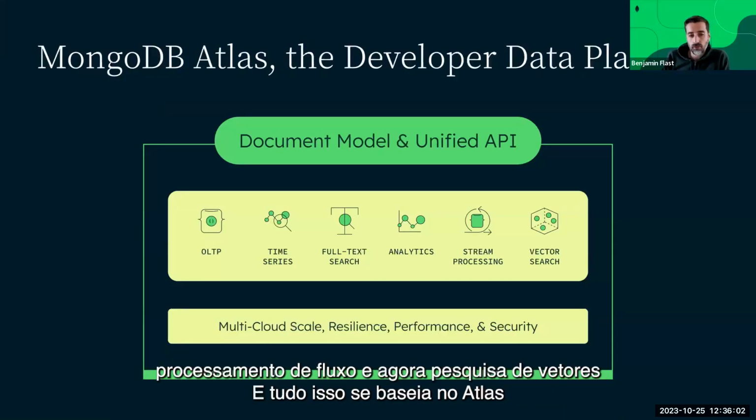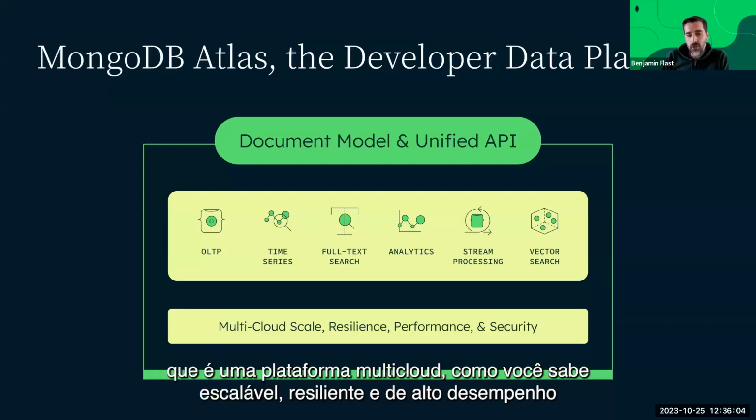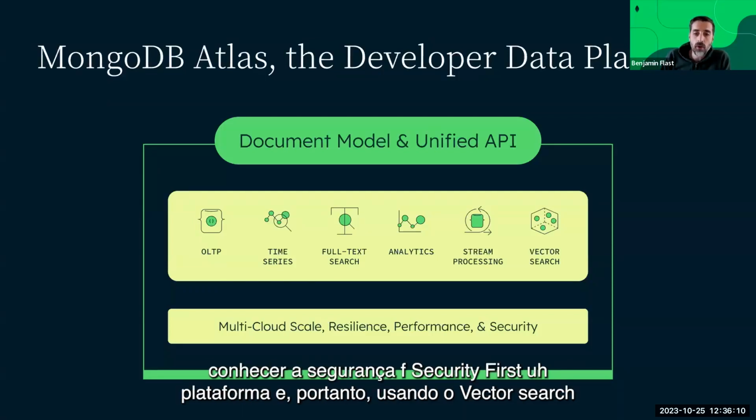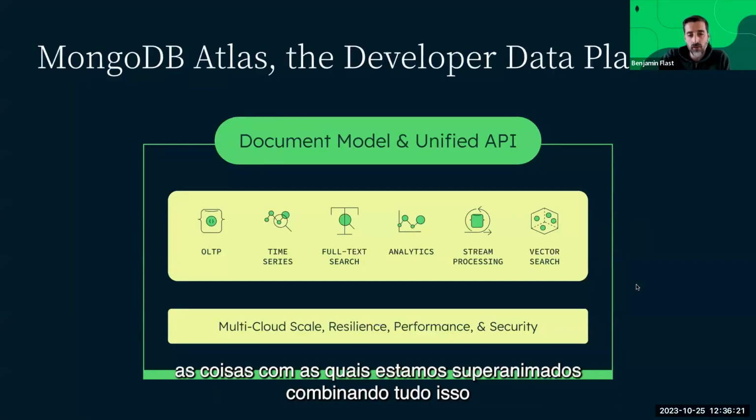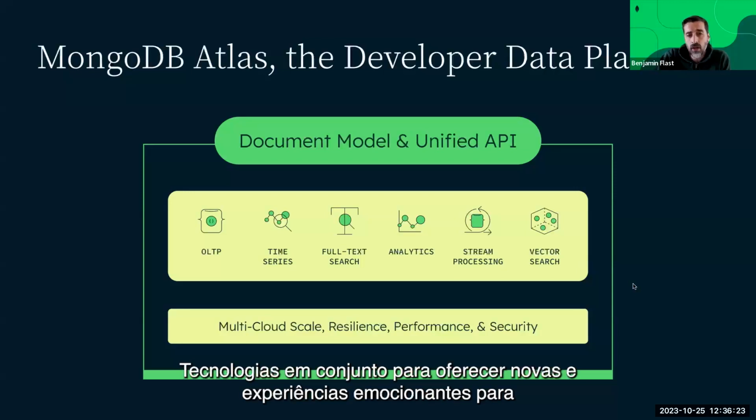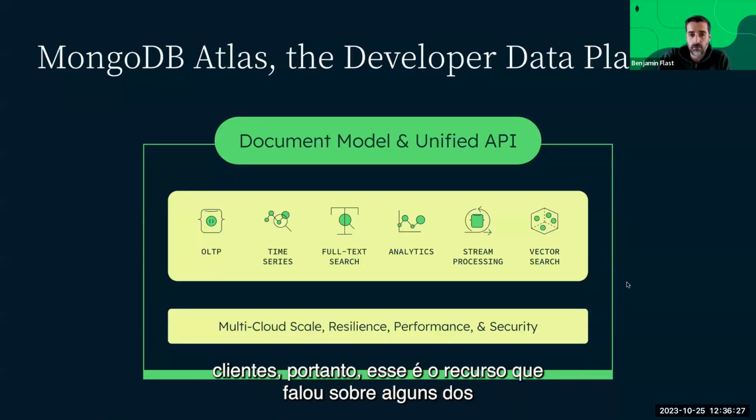And all of this relies on the Atlas platform, which is a multi-cloud, scalable, resilient, and performant security-first platform. And so by using vector search inside of Atlas, you get all of these things out of the box. And that's one of the things we're super excited about, combining all of these technologies together to deliver new and exciting experiences for customers.